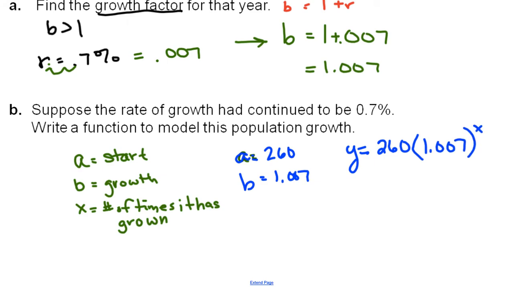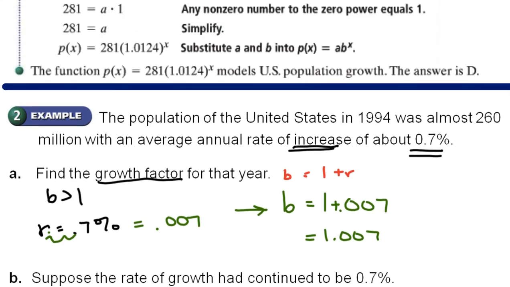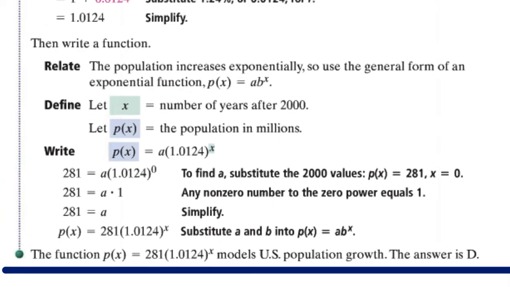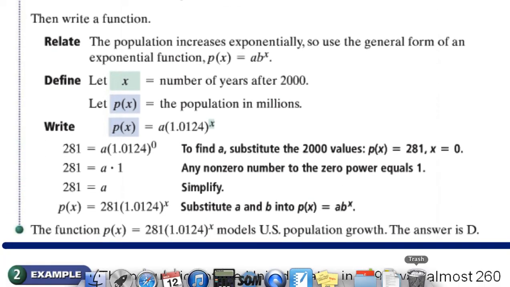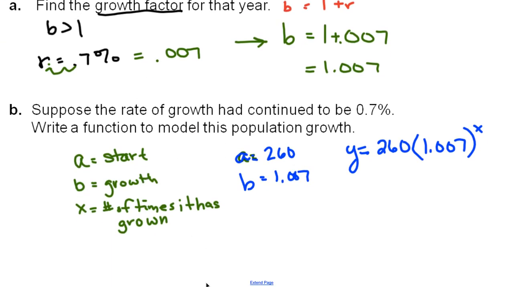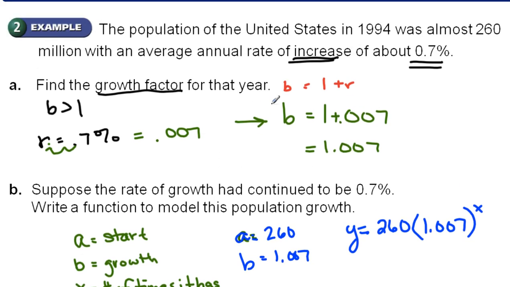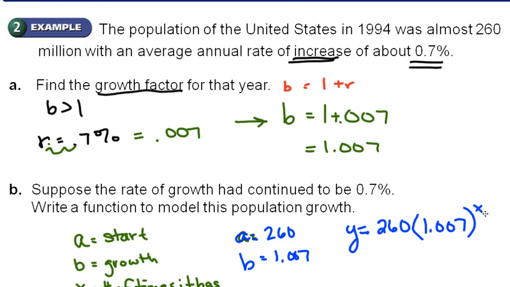And there you go. Looking at the example above, I thought it said use that function to model the population in 1997. If that's the case, you would say 1997 from 1994, that's 3 years. So you would put a 3 in for your x, put that into the calculator, and you have your answer.